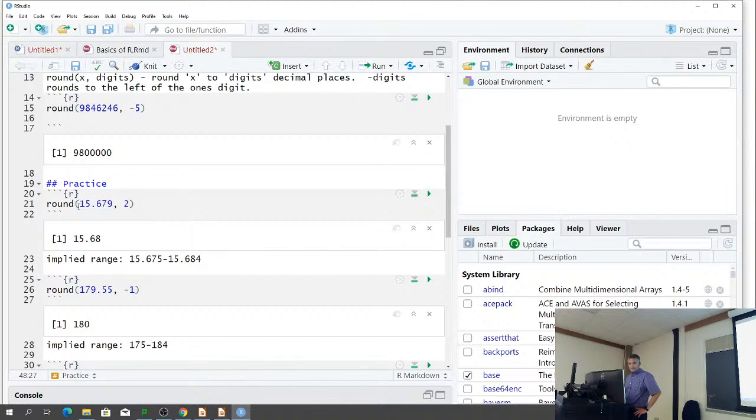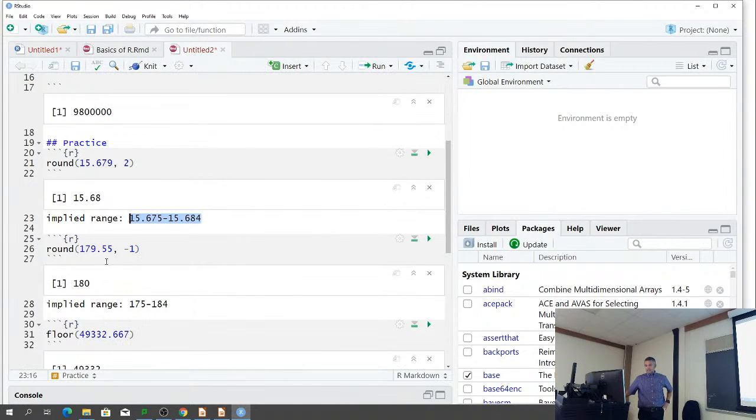Okay, practice 15.679. You're going to the hundredths place. So 15.68. Our implied range, again, it's basically the lowest number that would round up, the highest number that would round down, but we're going shortcuts. So this is 15.68, so 15.675 up to 15.684. There's our implied range.